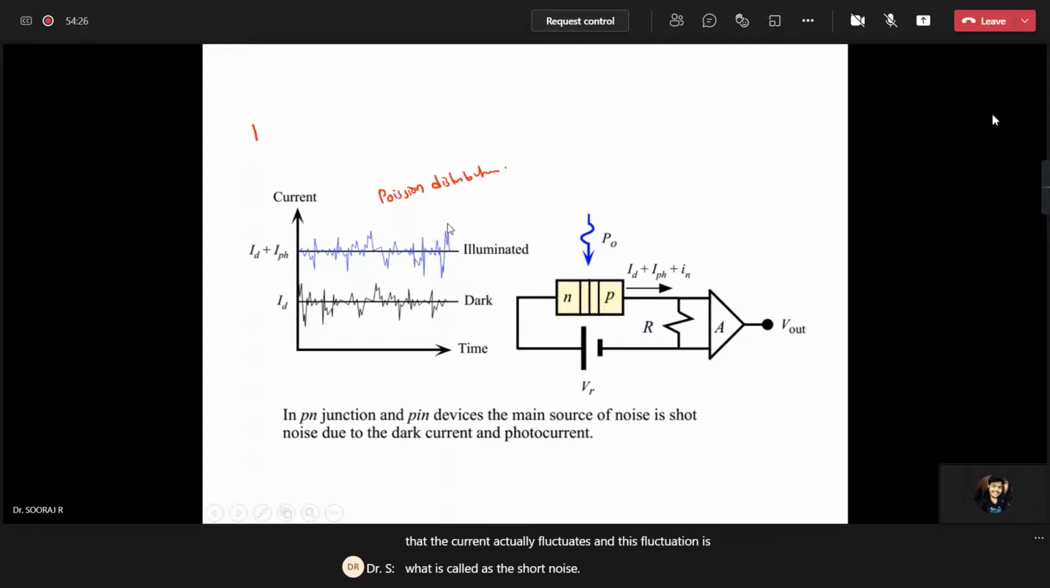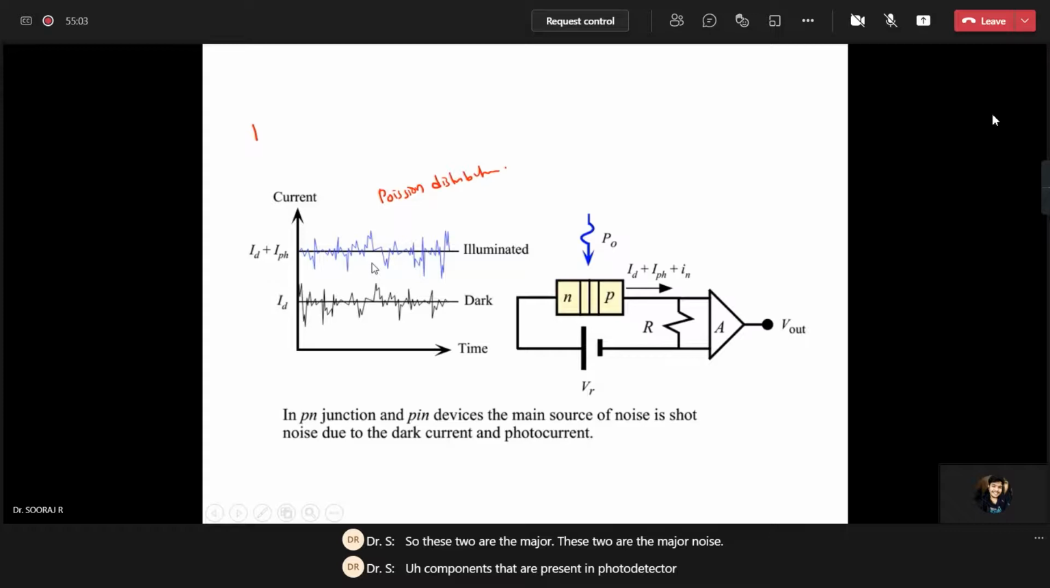The other major factor that contributes to the noise is the dark current. I discussed the dark current before. You know that even when there are no photons falling on the semiconductor, or no photons falling on the PN diode, you still have some current, and you call it the dark current. So these two are the major noise components that are present in a photodetector.